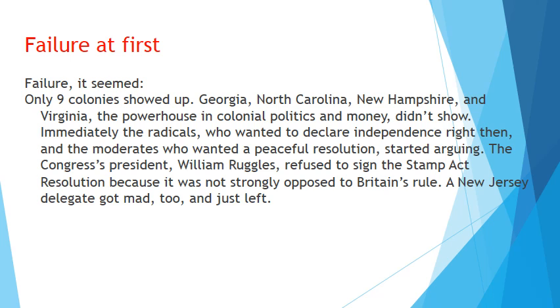Once they all got together, immediately the radicals who wanted to declare war and independence right then started fighting with the moderates who wanted a peaceful resolution, and the moderates wanted to remain part of England. So they start arguing, you know, like people do. And the Congress's president, William Ruggles, refused to sign the Stamp Act resolution because it was not strongly opposed to Britain's rule. Even a New Jersey delegate got mad and just left. So at first, the Stamp Act Congress seems like a failure, at first.